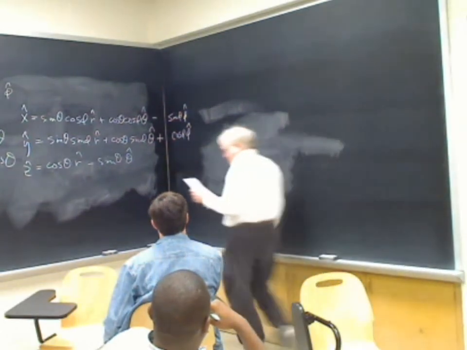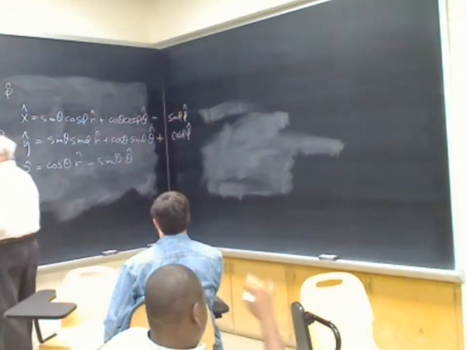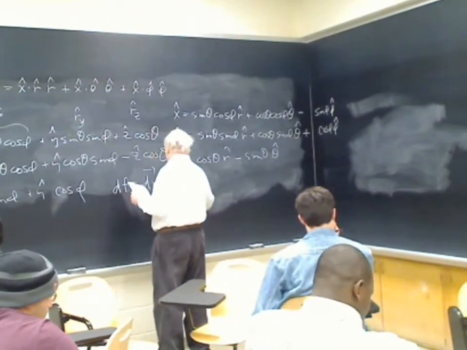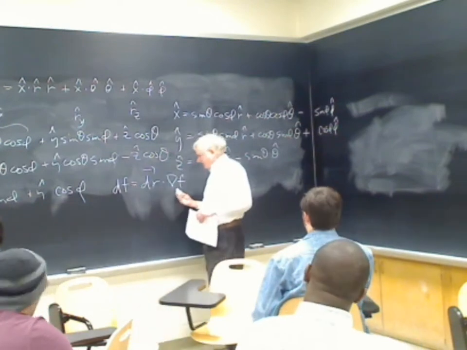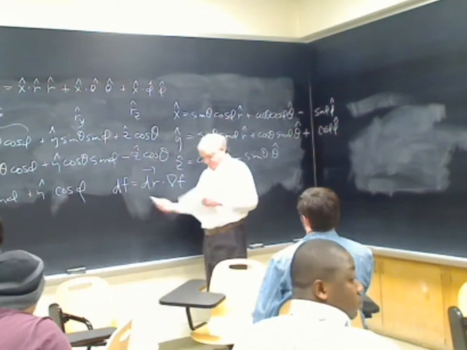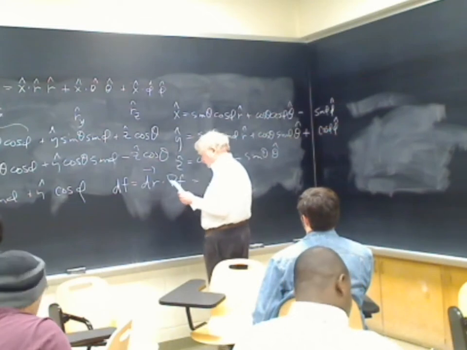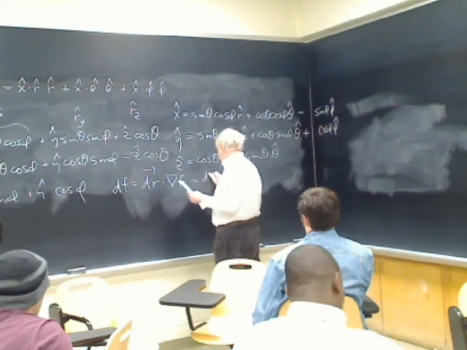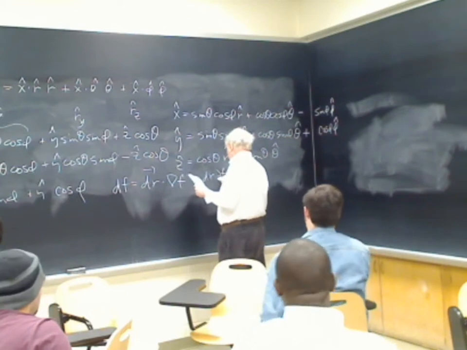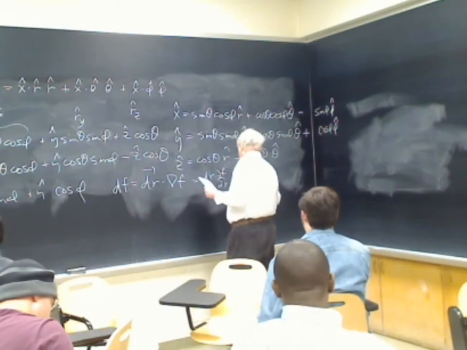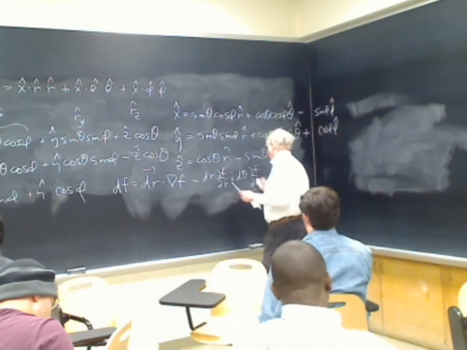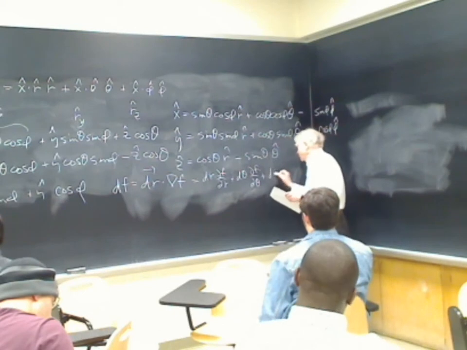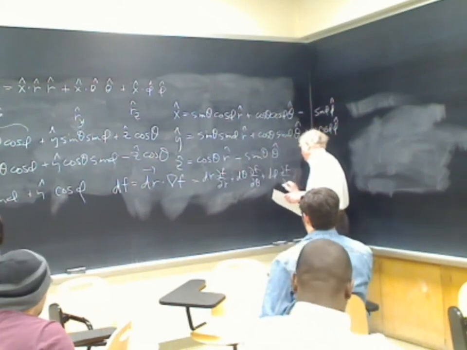So the gradient, let me go over here. The gradient operator is defined in this way. dr dot grad f is the change in f, and the change in f is certainly dr times partial f partial r plus d theta times partial f partial theta plus d phi, change in phi, times partial f partial phi, that's for sure.